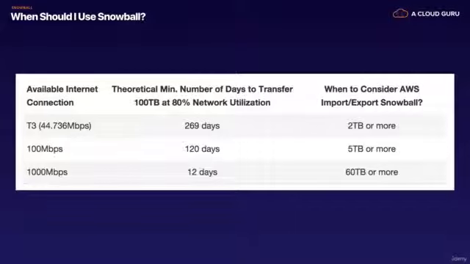If you were going to use AWS Snowball with those three different speeds, over here are the amounts that you should consider using Snowball: 2 terabytes or more for the first connection, 5 terabytes or more for 100 megabits per second, and then 60 terabytes or more for 1,000 megabits per second. So that's all Snowball is.